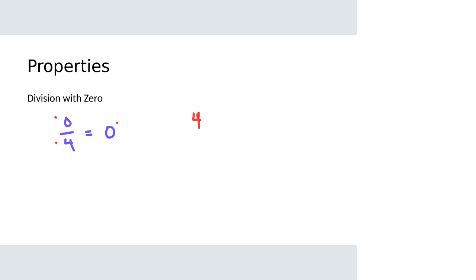In contrast to this, if we try to do 4 divided by 0, this one is undefined. And the reason here is we have 4 things. We want to put those into 0 piles. Well, that doesn't even make any sense. I can't take 4 things and put them equally into 0 piles. So dividing by 0 is not allowed. Dividing by 0 is undefined.